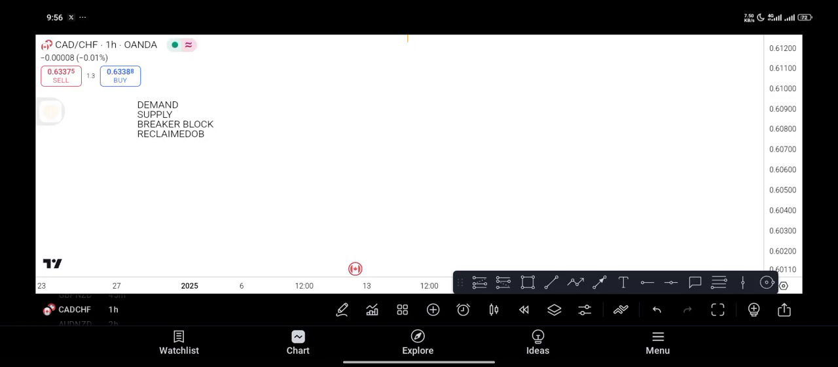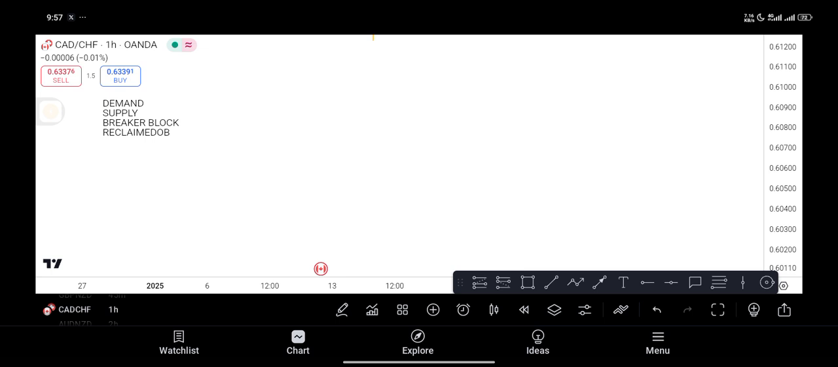Sorry guys, I don't know why my TradingView keeps saying that it's detecting an ad blocker. I don't even know how to use all those things.